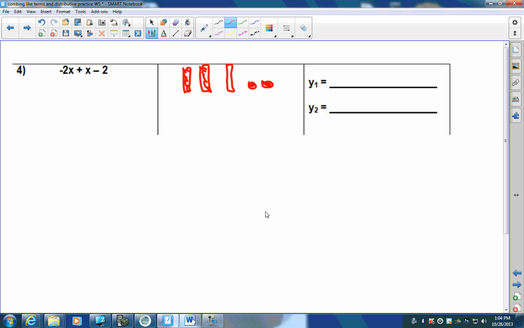Okay, so I've drawn my tiles. Now I need to simplify. I'm going to put my x's together. Well, a positive x takes away a negative x, and what am I left with? I have a negative 1x, which makes sense because I've got negative 2x plus 1x, which is negative 1x. Then I just have these two negatives.